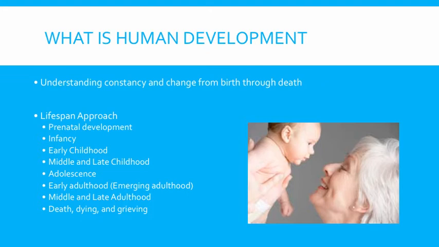The first week we will be discussing theories and research within human development. And then starting week 2 and throughout the rest of the class, we will begin various time periods of development, beginning with prenatal development for week 2, and then moving into infancy, early childhood, middle and late childhood, then adolescence, early adulthood, middle and late adulthood, and finally we will finish with death, dying, and grieving.